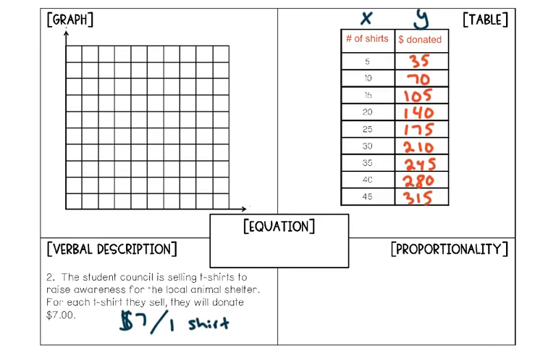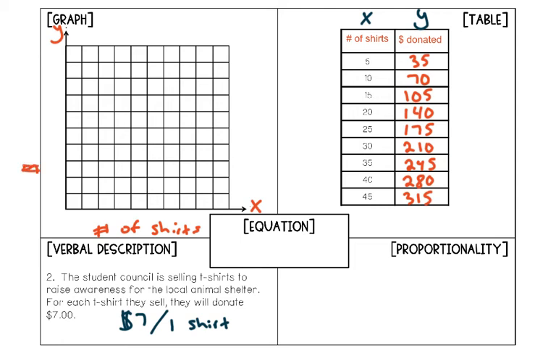So let's go ahead and look at this on a graph. If we have a table, we can also have a graph. And a graph is just another visual way to look at a table. So let's make sure that we have our axes labeled. This is always our x-axis. This is always going to be our y-axis. And we want to label, we know that this is the number of shirts because it's our x. We got that from the table. This on the y-axis is the dollar amount donated.